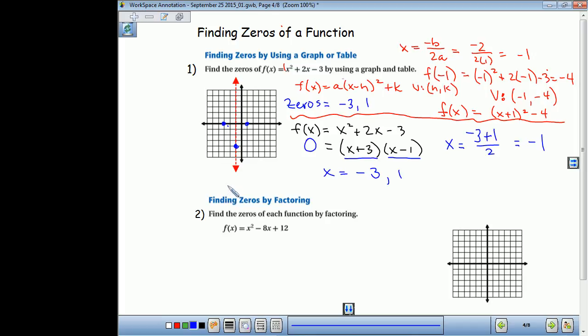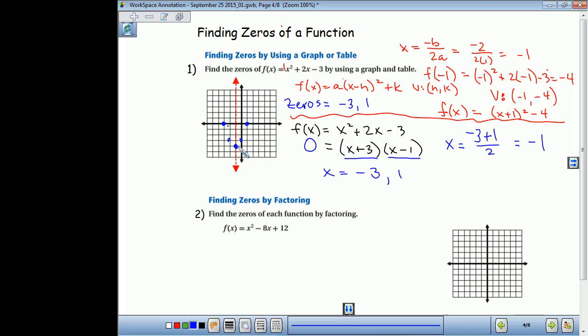Is it always going to be on that line? The point of this is, the zeros are always going to be located on the x-axis, but they're going to be different distances from your axis of symmetry. We're going to do lots of examples so you can see lots of different ones.